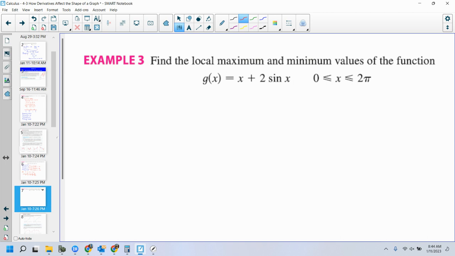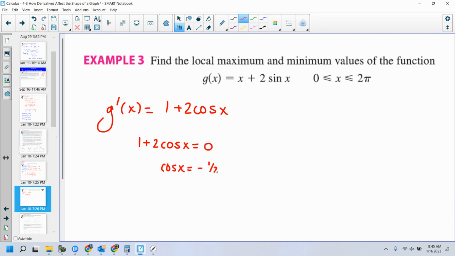Now, this is a closed interval, correct? Can an endpoint on a closed interval be a local? No. So I don't need to test the endpoints here. I only need to test the critical values. So I'm going to find g prime, which is 1 plus 2 cosine x. And then I've got to find where 1 plus 2 cosine x equals 0. I subtract over the 1, divide by 2, I get cosine x is equal to negative 1/2.